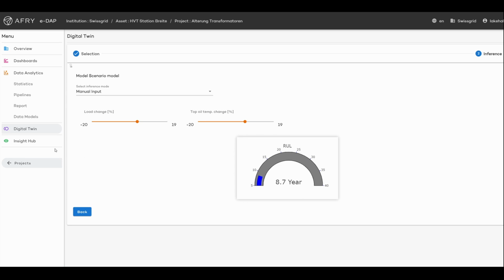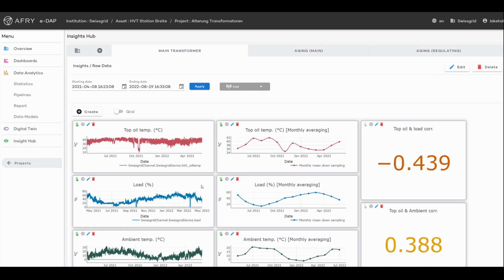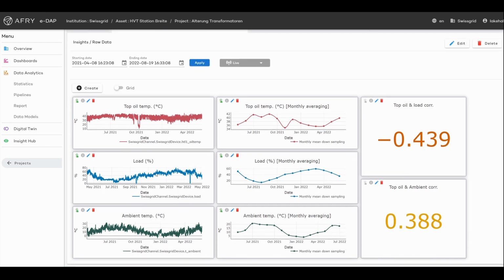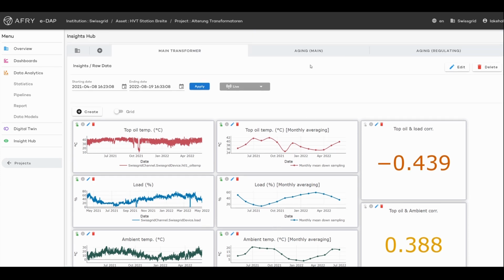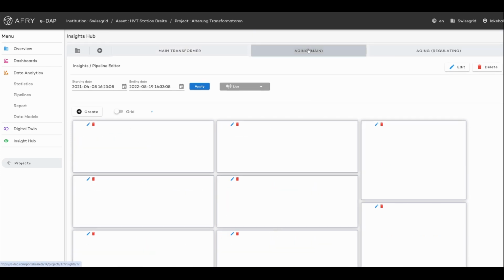Now, let's have a look at the Insight Hub. It summarizes the various KPIs of the main transformer for the period selected here: oil temperature from the date we've started using the data, the load, and the ambient temperature. We could go to the aging, and this is the most important KPI.